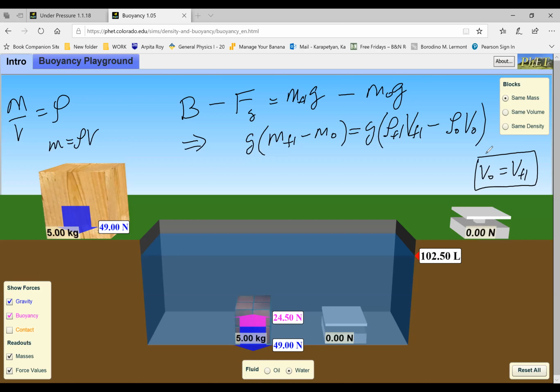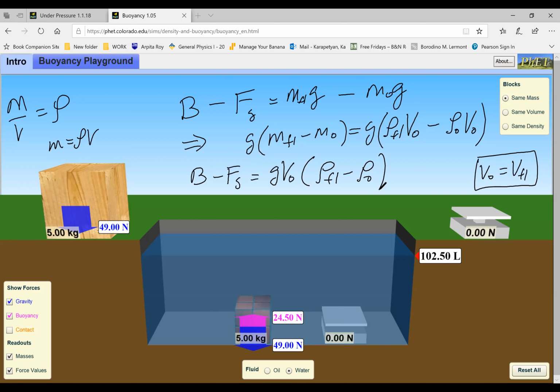That means I can technically rewrite this using either V fluid or V object, because they're the same. And I can then factor out this as well. That means the buoyant force minus F of G is equal to G times V object, times density of fluid minus density of the object. That means you can see it's all about the density differences.